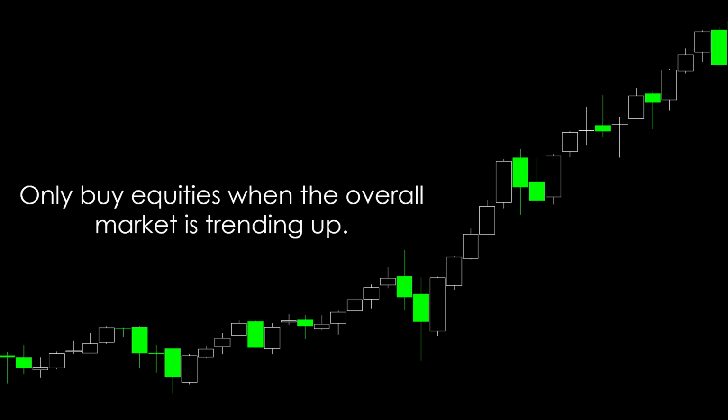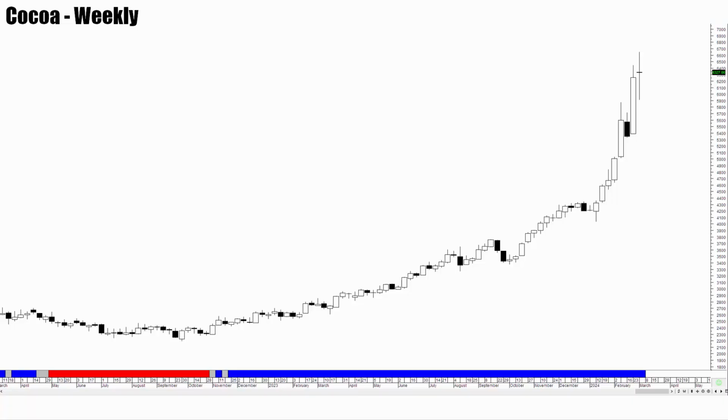The other one relates to this notion of individual instruments. So this is the notion of an edge that is accrued by having a particular view of markets and portfolio management. This is a chart of cocoa, and it's a weekly chart. Cocoa is a commodity. And this is the chart of the futures contract. And as you can see from December 22, it has been in this wonderfully powerful trend. And so the long-term trend is up.